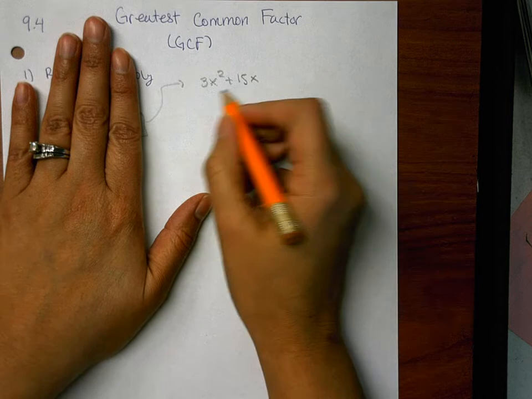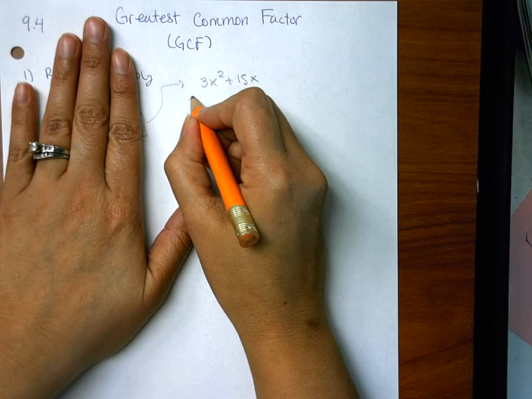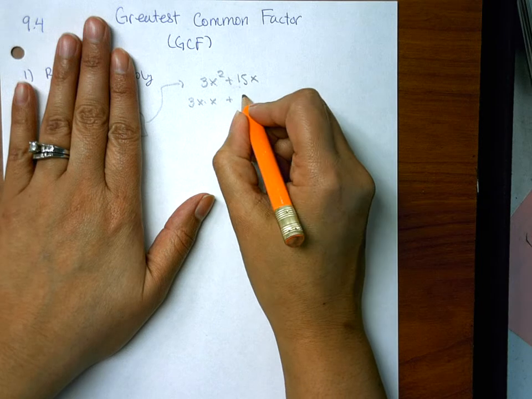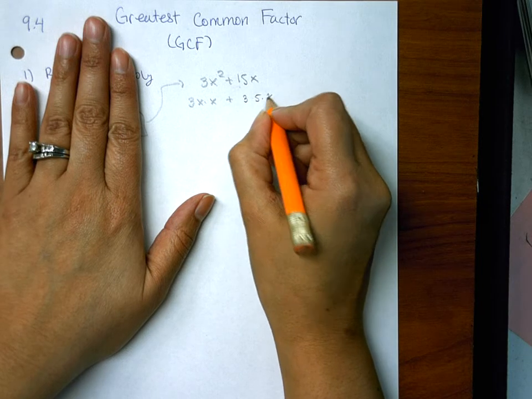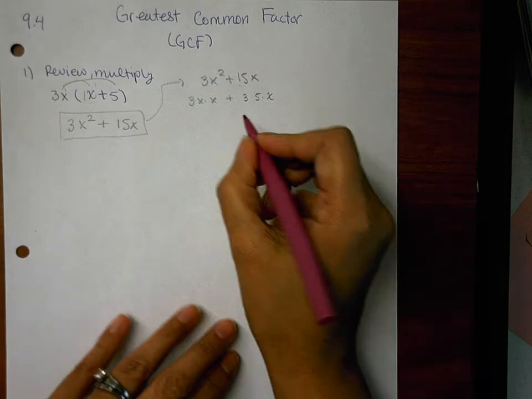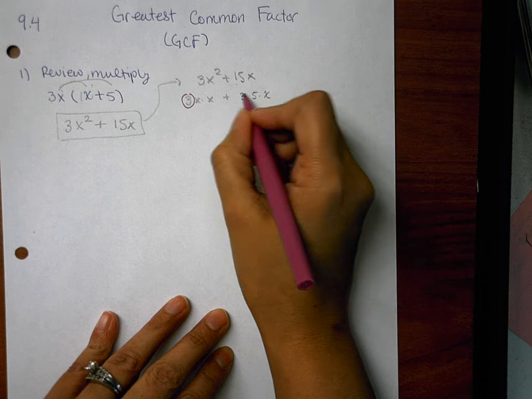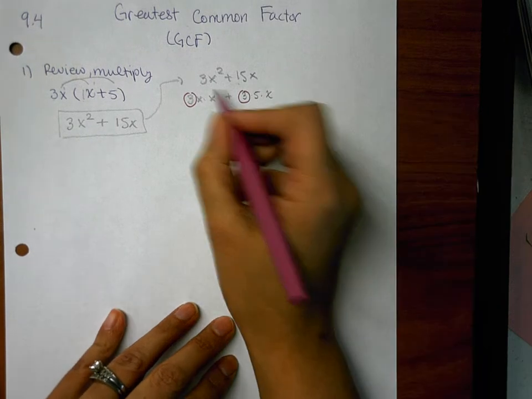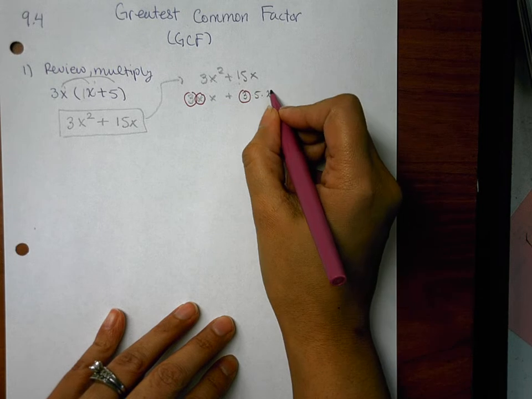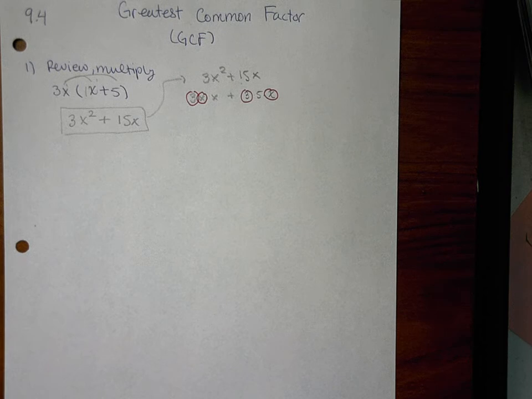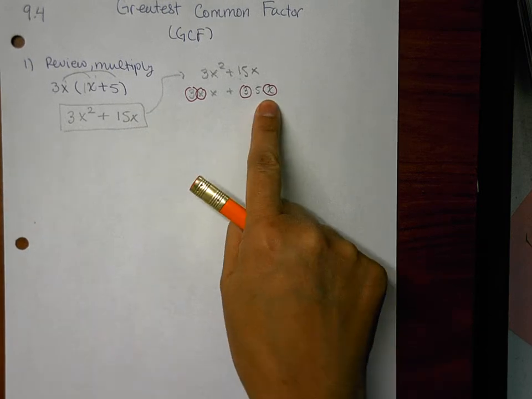Okay, what I'm going to show you now is I'm just going to expand everything. 3x squared is 3 times x times x. 15x is 3 times 5 times x. And we're going to look for common factors. Okay, so there's a 3 in common, and there are some x's, an x there and an x there. So they have in common a 3x there, a 3x there.